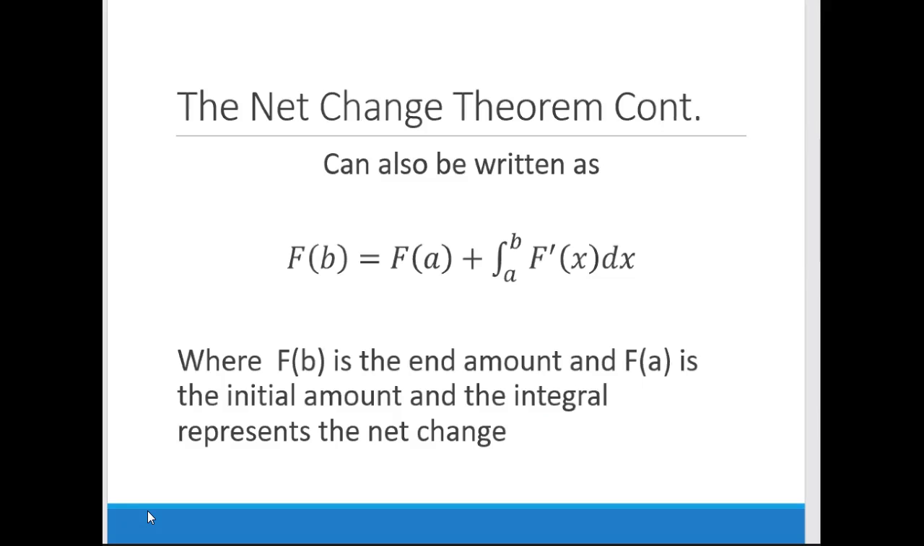So this is the statement I put at the bottom. F of b represents total change. F of a is the initial amount. And the integral represents the net change. This theorem is what we're focusing on today.